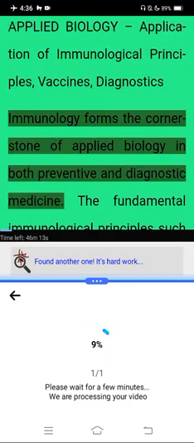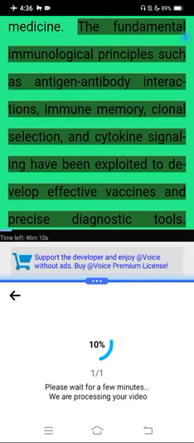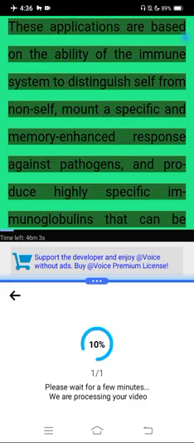Immunology forms the cornerstone of applied biology in both preventive and diagnostic medicine. The fundamental immunological principles such as antigen-antibody interactions, immune memory, clonal selection, and cytokine signaling have been exploited to develop effective vaccines and precise diagnostic tools. These applications are based on the ability of the immune system to distinguish self from non-self, mount a specific and memory-enhanced response against pathogens, and produce highly specific immunoglobulins that can be harnessed for both therapeutic and detection purposes.